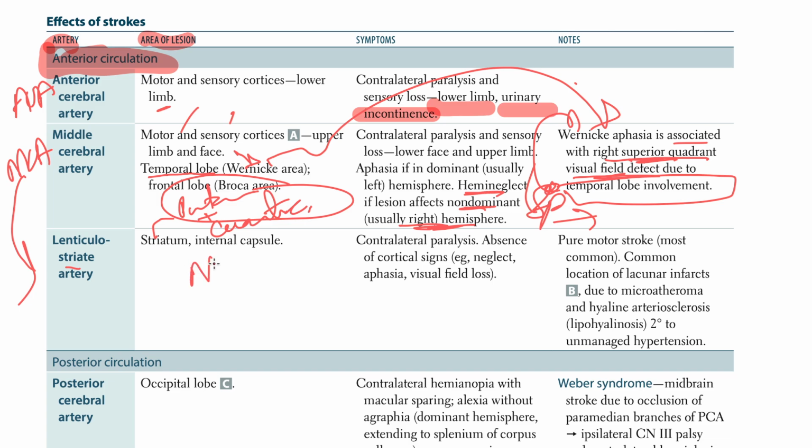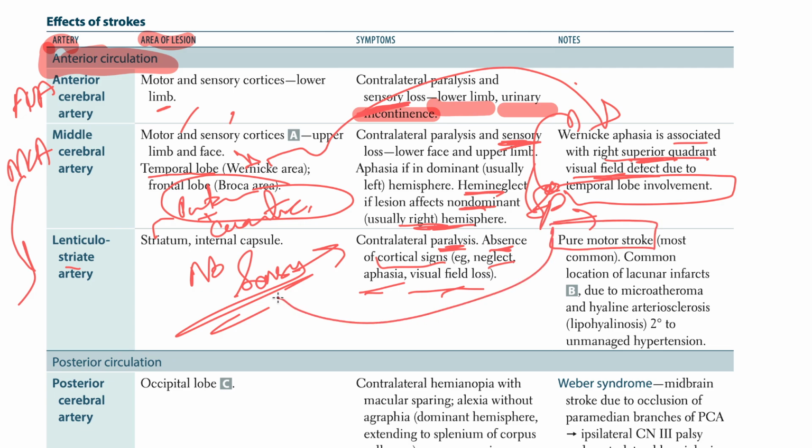If you look here, there is no sensory problem. What do I mean by that? You have a contralateral paralysis, no sensory. But if you look at the top, you had sensory deficits, right? Here you have no sensory, an absence of the cortical signs, which is neglect, aphasia, visual field loss. This is a pure motor stroke, no sensory. Paralysis only, no sensory deficits.